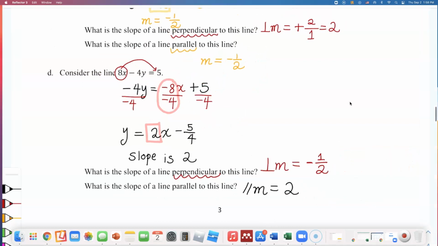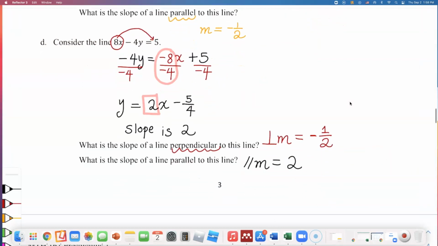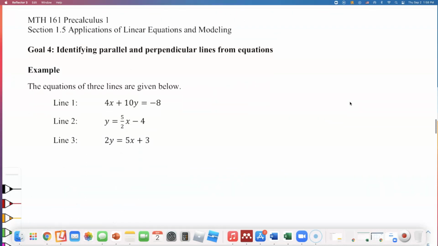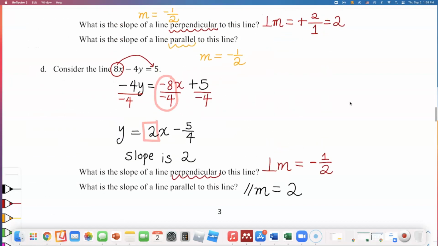So I went over 4 examples, 2 of each on this page, and I'll come back and show you a slightly different type of problem. We're going to look at 3 different lines in the next video.